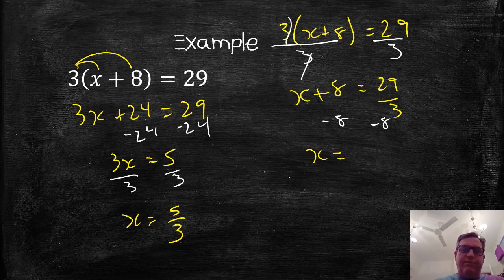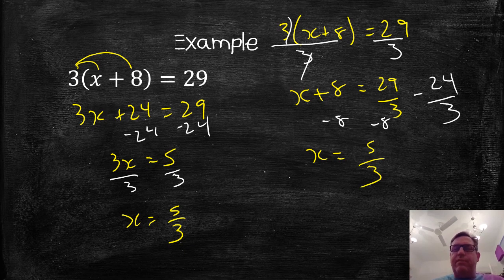I don't really feel like doing that, do we? I mean, 8 is 8. If I wanted to make 8 as a fraction with a denominator of 3, that would be 24 over 3, so I would be subtracting 24 over 3, which gives me the same answer, 5 over 3, but that way was a lot messier.